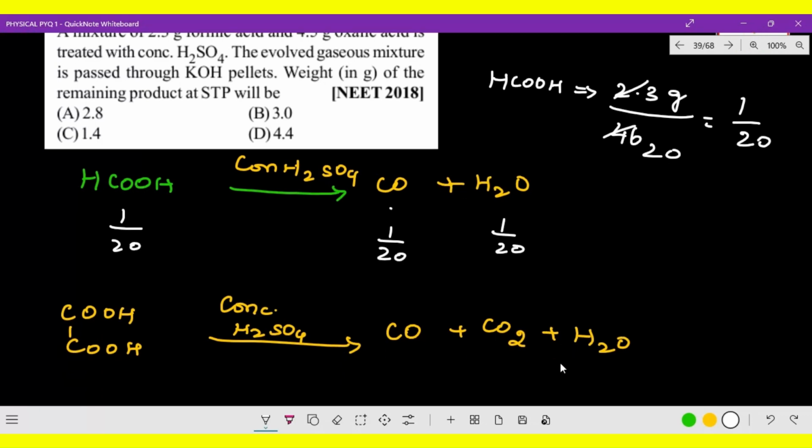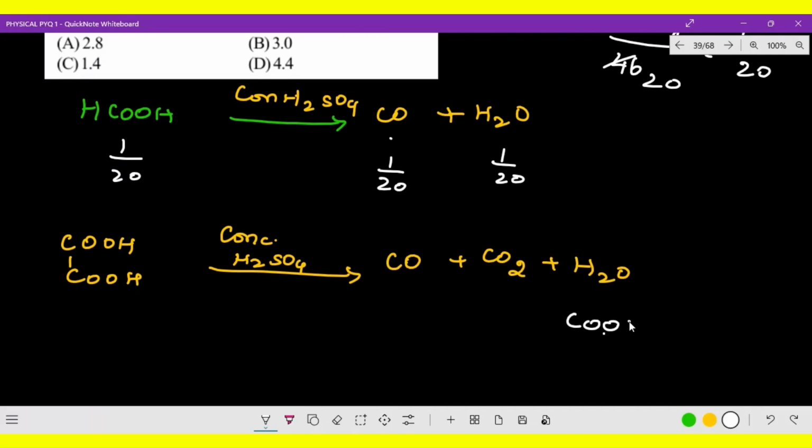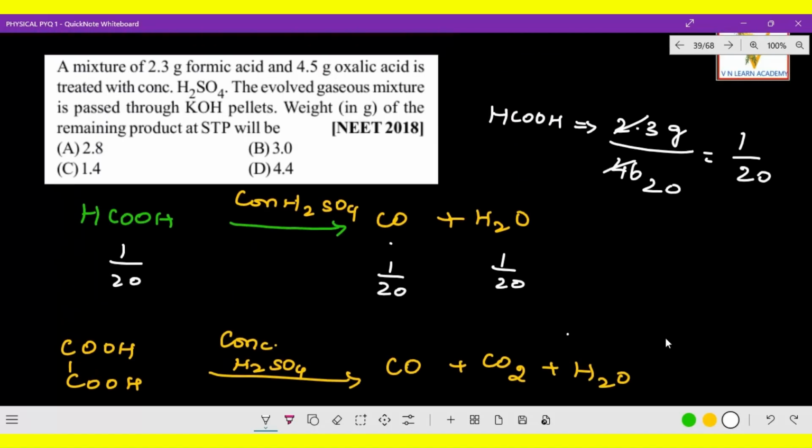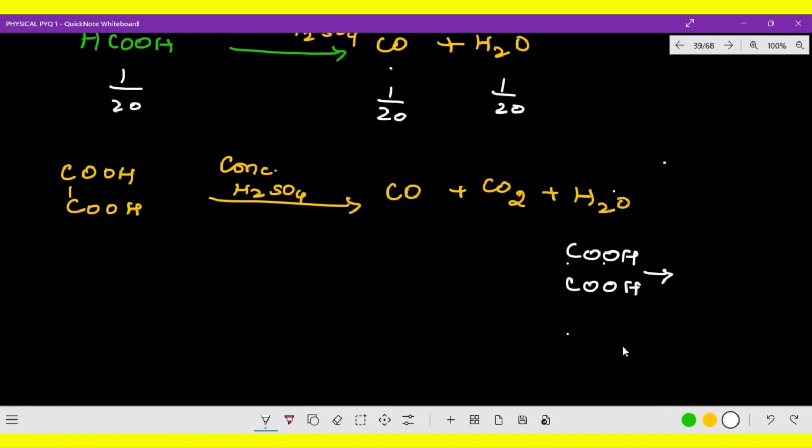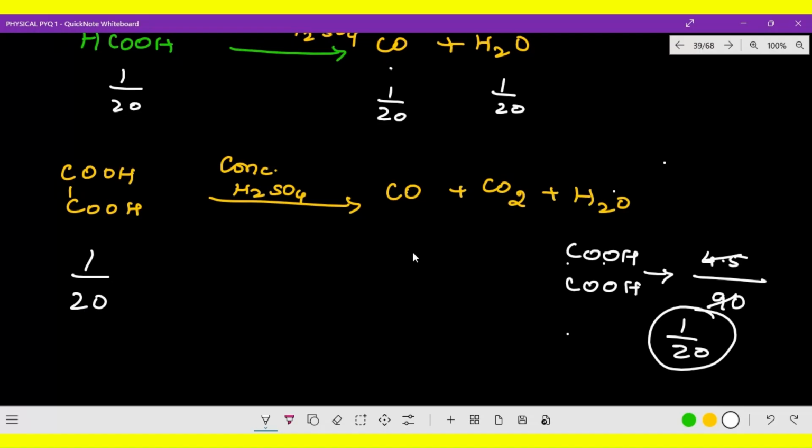And the same way, this point HCOOH, COOH, that is oxalic acid. Oxalic acid given mass is 4.5 gram. So 4.5 gram, number of moles we are calculating. Given mass 4.5 gram divided by molar mass, which is 90. We are taking oxalic acid molar mass only. So how much are you getting? Here also the same, 1 by 20. So starting here you will get 1 by 20, and after finishing that reaction, here also you'll get 1 by 20, and here also 1 by 20 carbon dioxide.